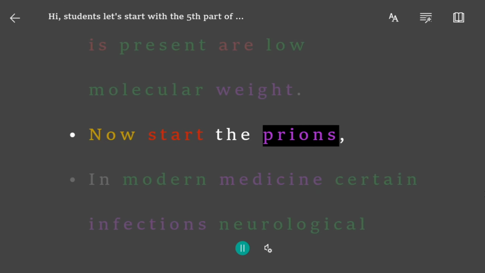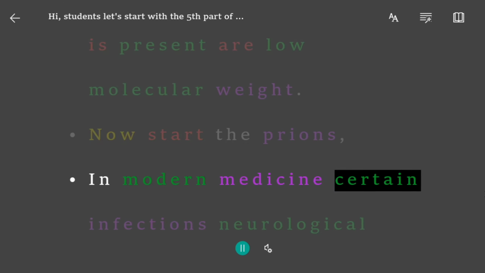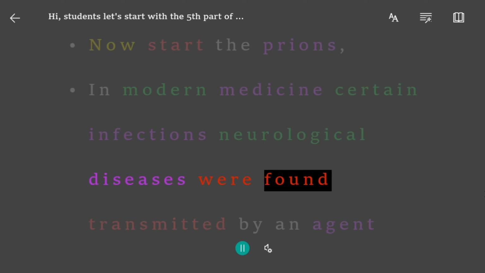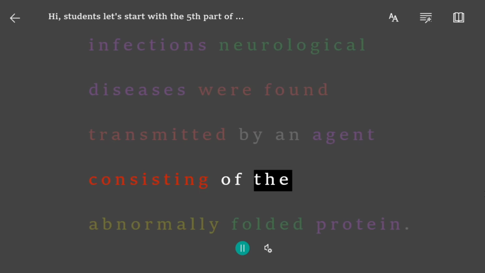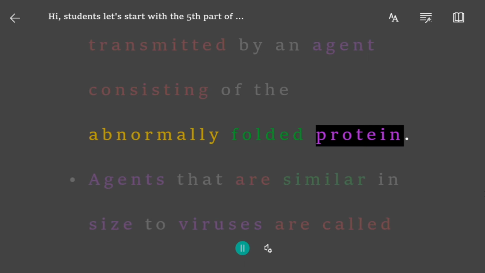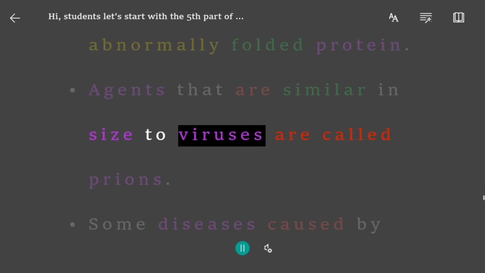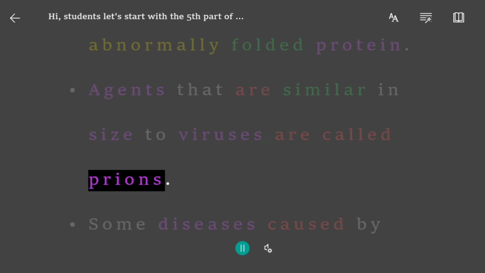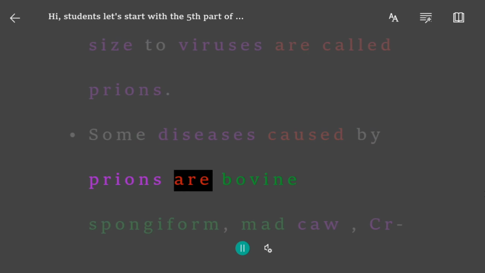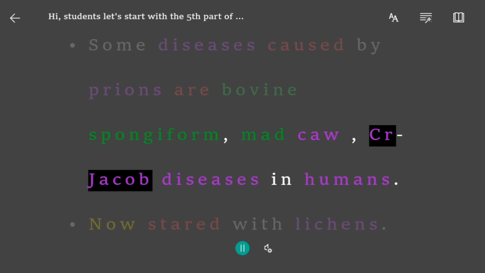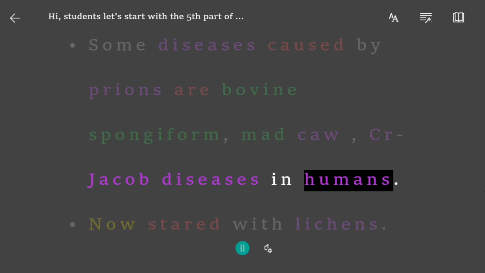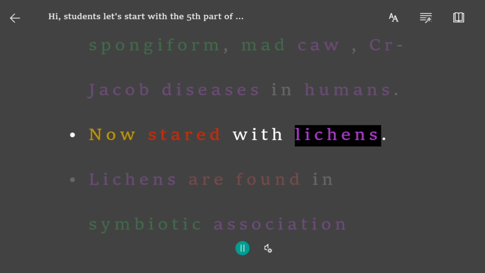Now start the prions. In modern medicine, certain infections and neurological diseases were found to be transmitted by an agent consisting of abnormally folded protein. Agents that are similar in size to viruses are called prions. Some diseases caused by prions are bovine spongiform encephalopathy, mad cow disease, and Creutzfeldt-Jakob disease in humans.